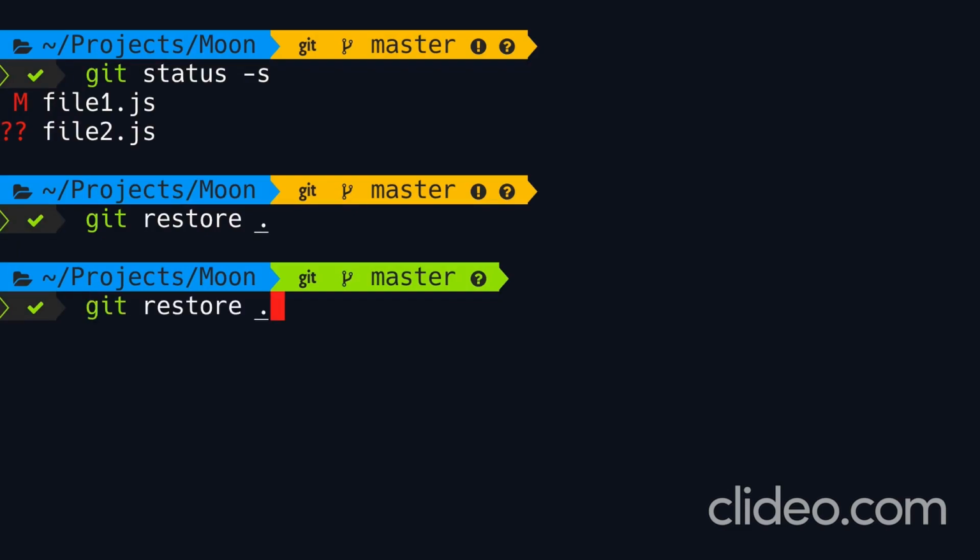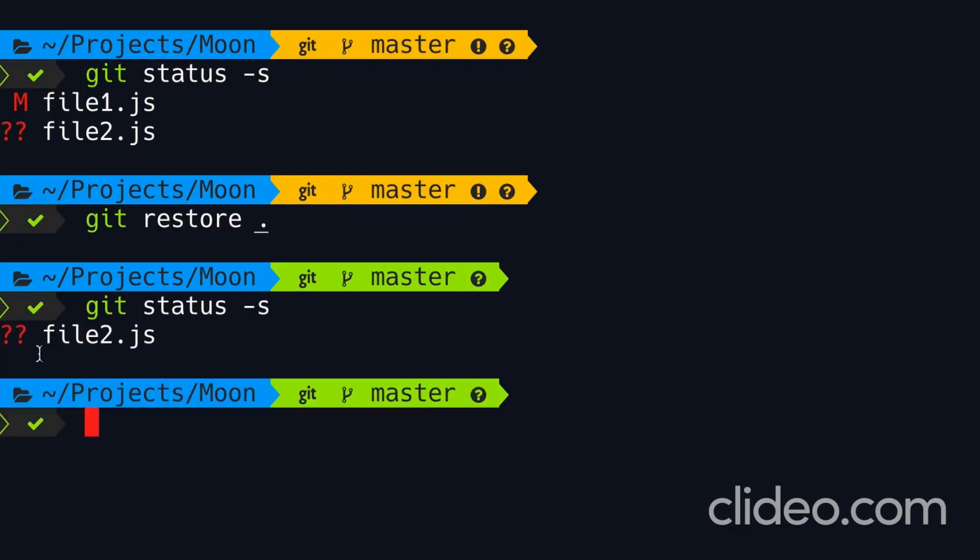Now let's run another short status. But file2 is still here. Why is that? Well, this is a new untracked file. So Git hasn't been tracking this. So when we tell Git to restore this file, Git doesn't know where to get a previous version of this file. It doesn't exist in our staging environment or in our repository. So to remove all these new untracked files, we have to type git clean.